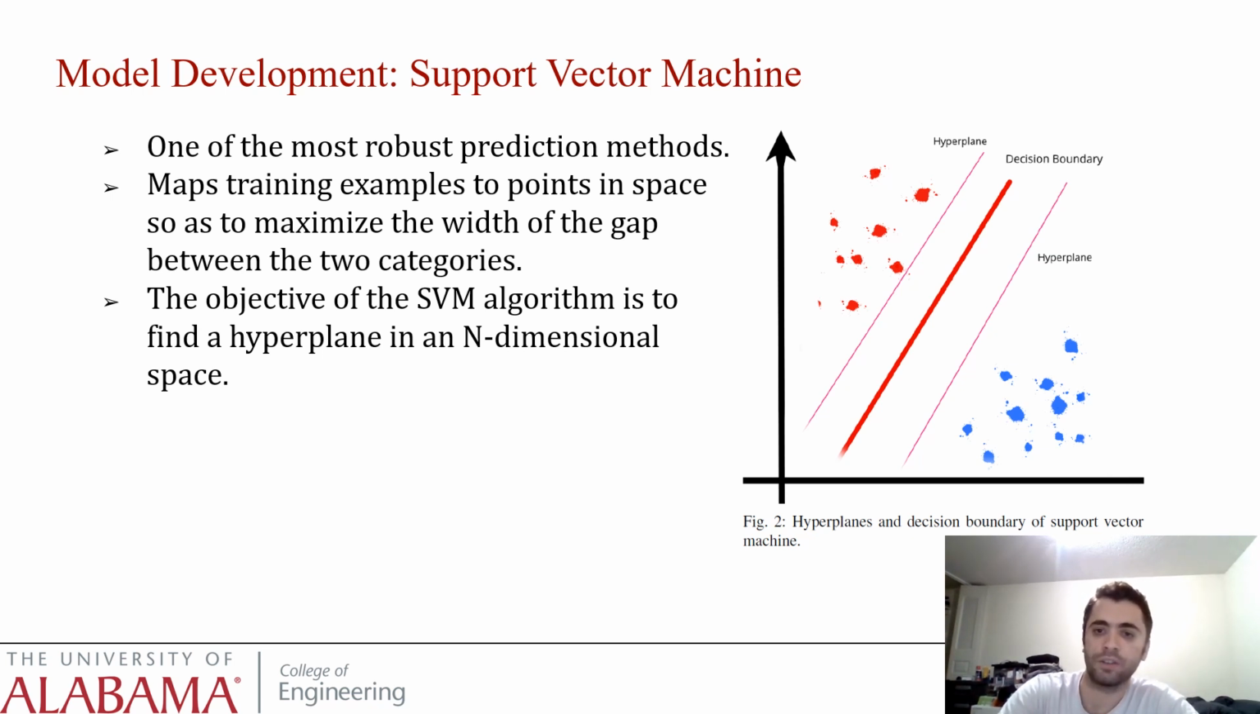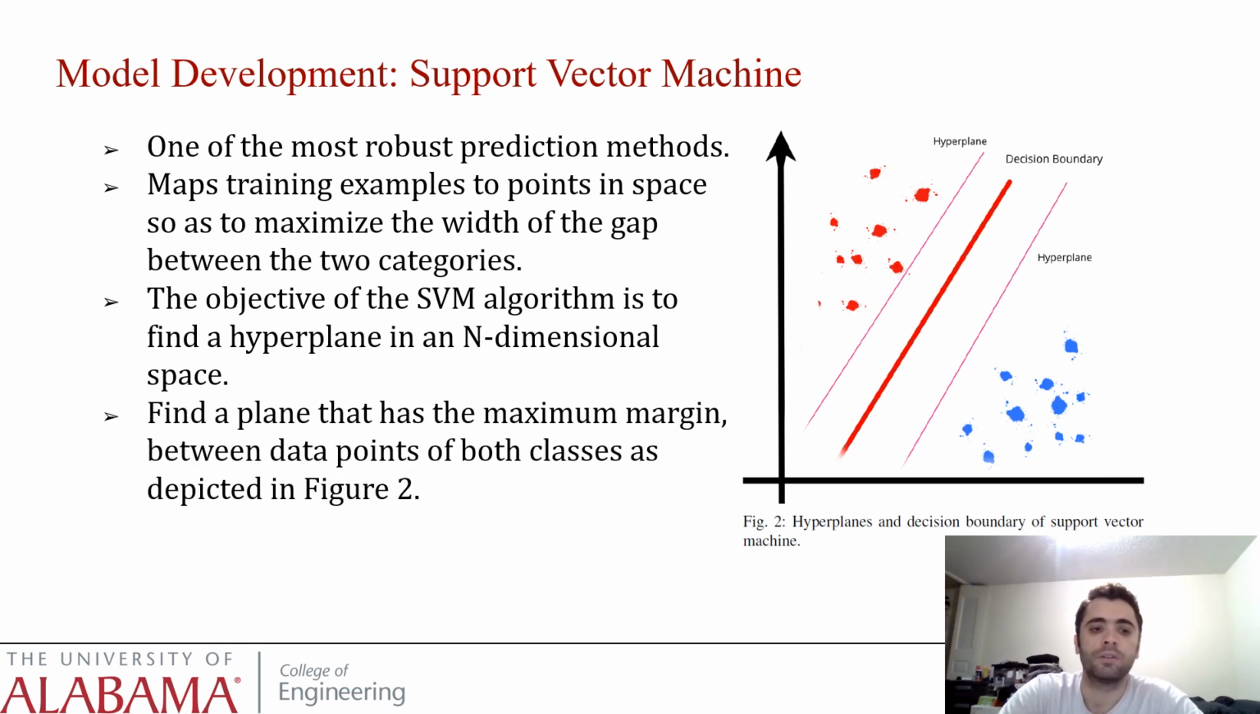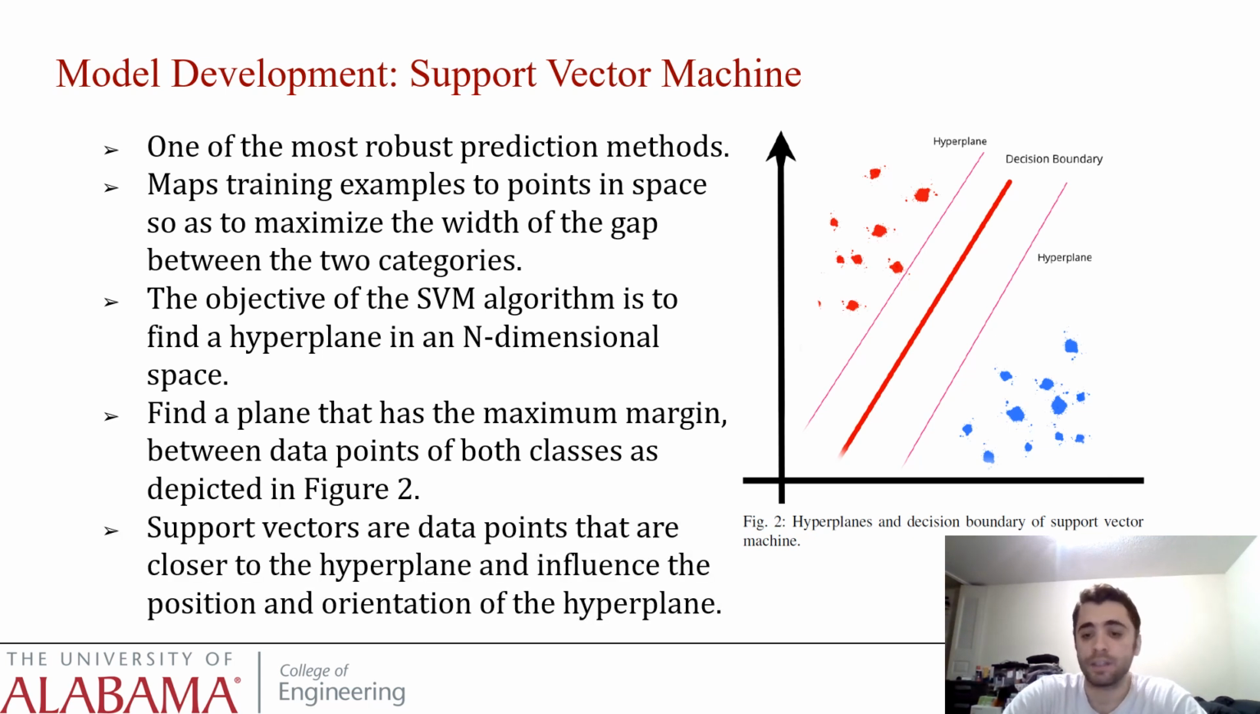As we can see here, there are these hyperplanes on each side of the decision boundary. So it tries to find a plane that has the maximum margin between data points of both classes, as depicted in this figure. It tries to maximize the distance between these two hyperplanes, and it does this by using something called support vectors. These support vectors are just the data points which are closer to the hyperplane, and they can greatly influence the position or orientation of the hyperplanes.